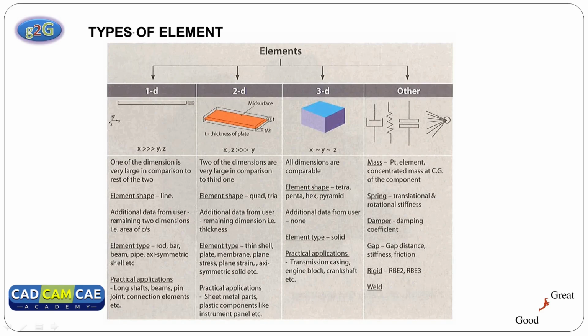And other elements are rigid body elements, which will be used to connect two components, and weld elements. Those will be like simple mass, damper, spring mass damper. Spring, translational and rotational stiffness will be included. So these are the types of elements.